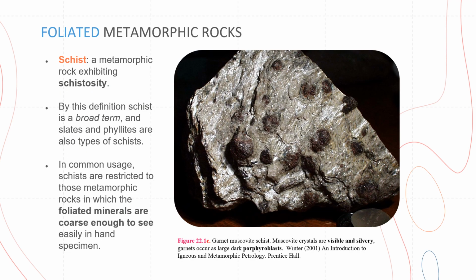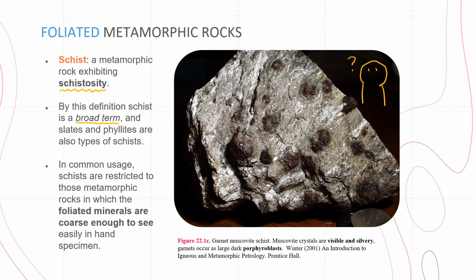Next on our list of foliated metamorphic rocks is schist. Schist is a metamorphic rock which typically exhibits schistosity. And then you're probably thinking, wait, why didn't we call phyllite schist if it displayed schistosity as well? By this definition, schist is actually a pretty broad term.